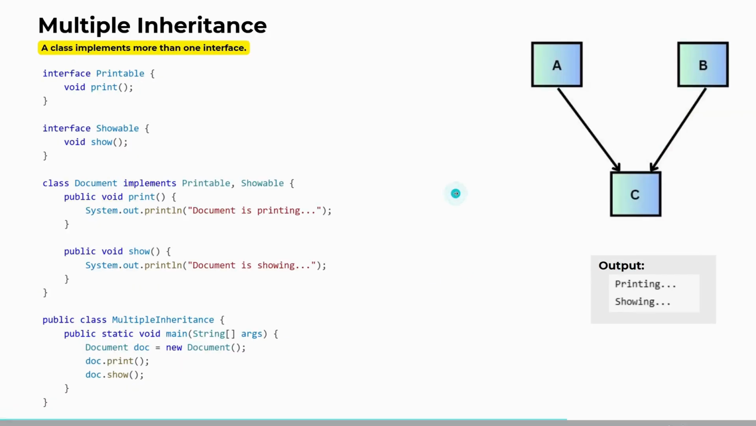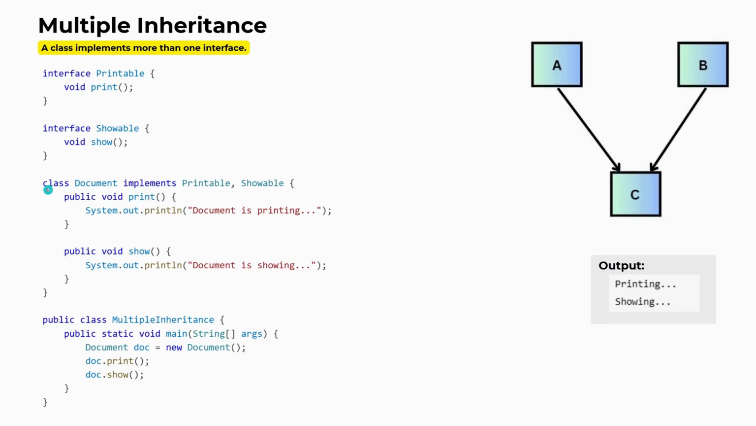Coming to the next inheritance, that is multiple inheritance. What is multiple inheritance? A class implements more than one interface. Here we have to deal with interfaces. Suppose I have created two interfaces here, printable and showable. Now let's understand with the diagram. There are two interfaces A and B and the C class is implementing these two interfaces.